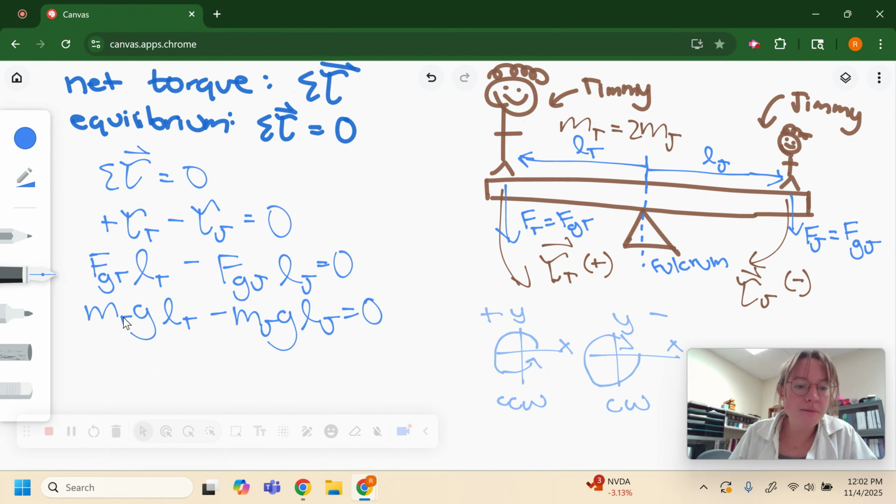Now, I wasn't given any numbers for this problem, but I was given an algebraic ratio between the mass of Timmy and the mass of Jimmy, so I'm going to plug that in. I wasn't given a number for the mass of Timmy, but I do know that it is 2 times the mass of Jimmy, times G times the length of Timmy's lever arm, minus the mass of Jimmy times G times the length of Jimmy's lever arm.